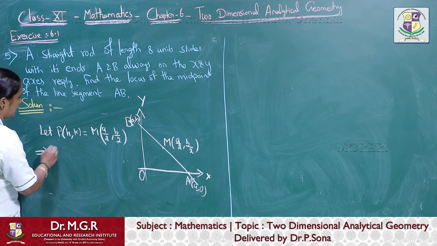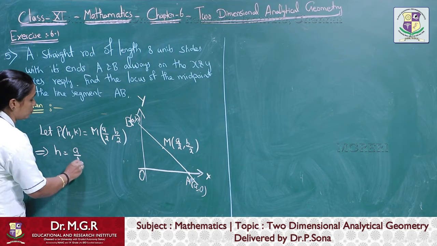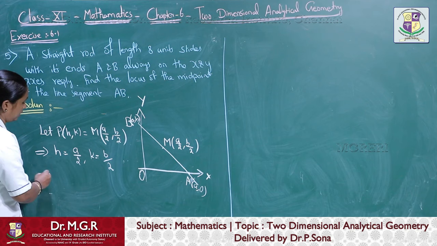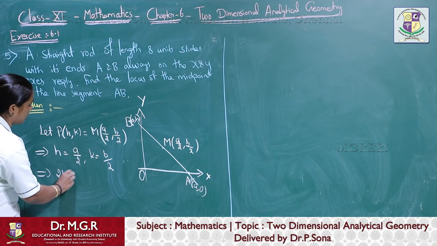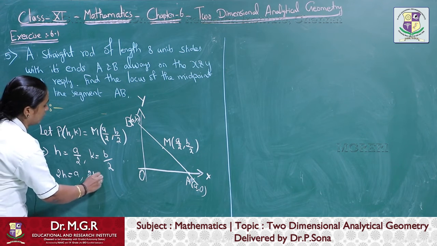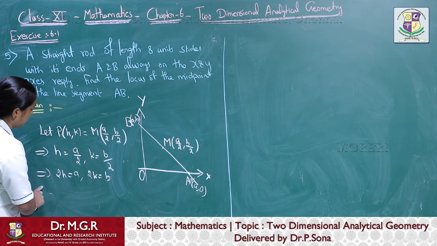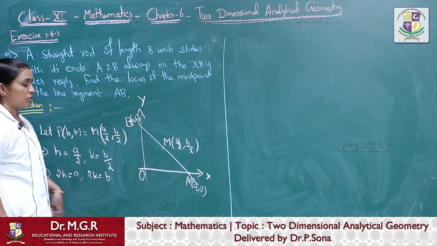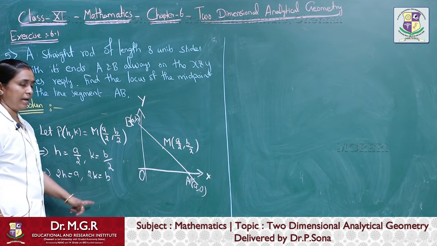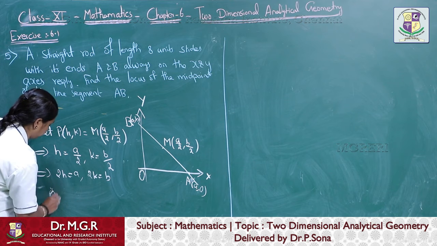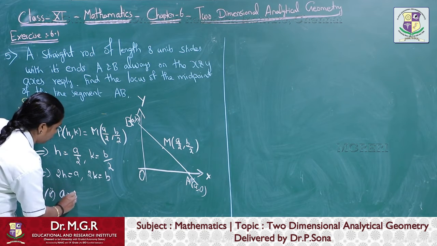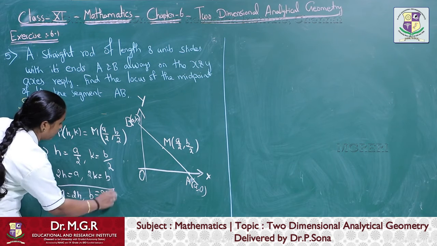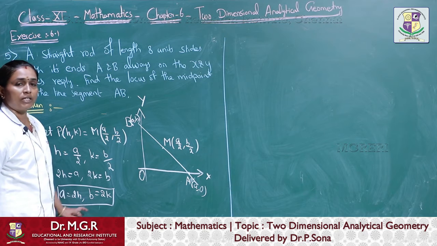Which implies h is equal to a/2 and k is equal to b/2. Just equating the terms. So 2h is equal to a and 2k is equal to b, that is, a is equal to 2h and b is equal to 2k. So we got the values for a and b in terms of h and k.